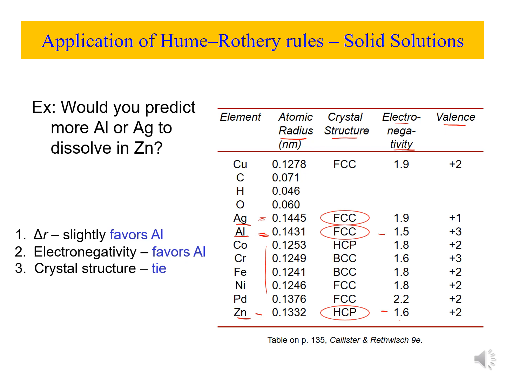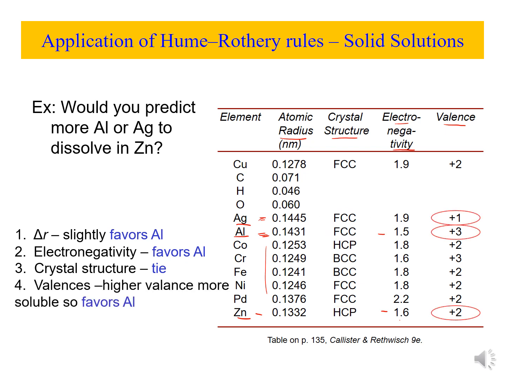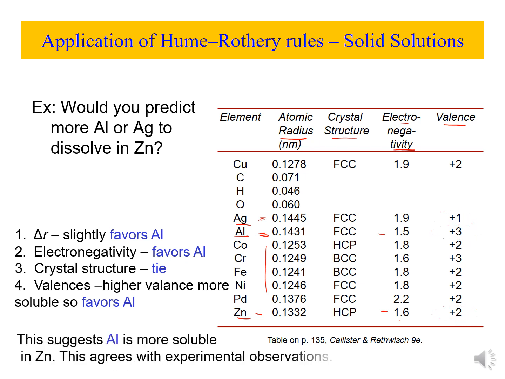So if all conditions are the same, we need to check valences. Well, now I think aluminum wins, but let's go ahead and check the valences. And higher valence means more soluble. So again, the valences favor aluminum. So this suggests aluminum is more soluble in zinc, and this agrees with experimental observations.